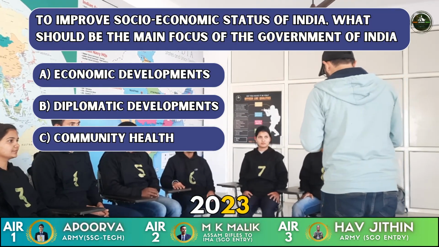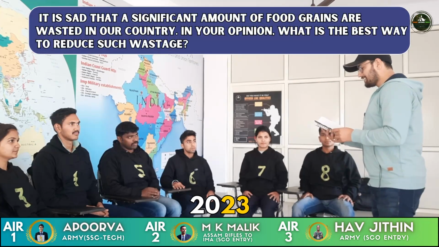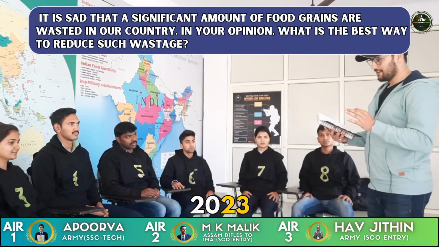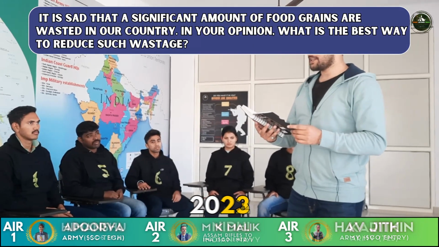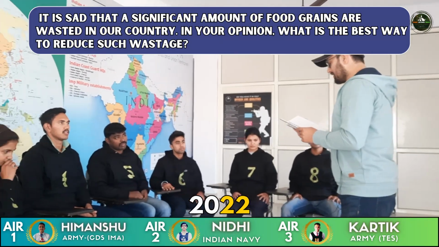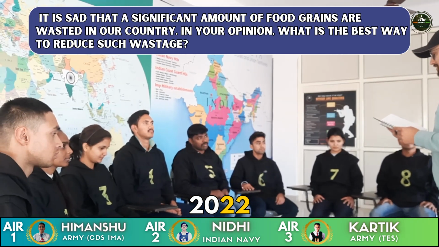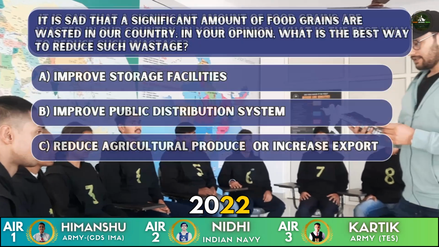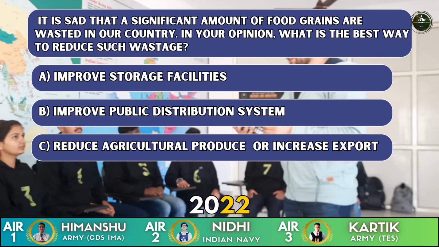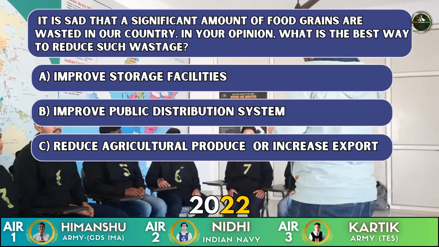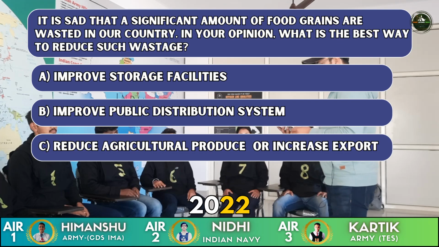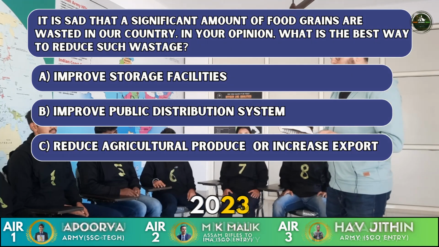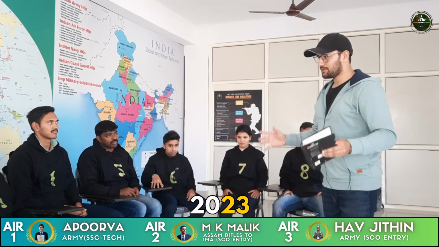Second topic is, it is said that a significant amount of food grains are wasted in our country. In your opinion, what is the best way to reduce such wastage? 3 leads are: first one is improve storage facilities, number 2 is improve public distribution systems, number 3 is either reduce agriculture produce or increase the export. Now I am giving you 20 seconds. You can have a discussion on which topic you want to carry forward.